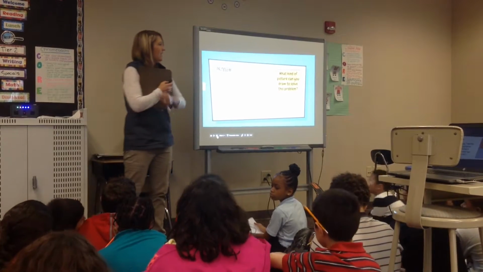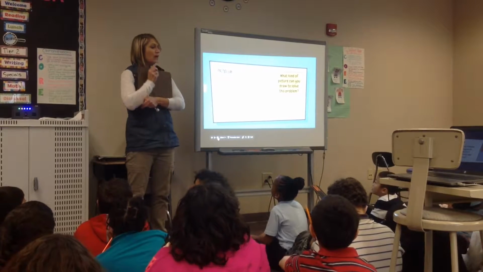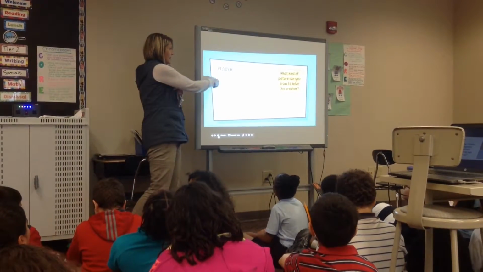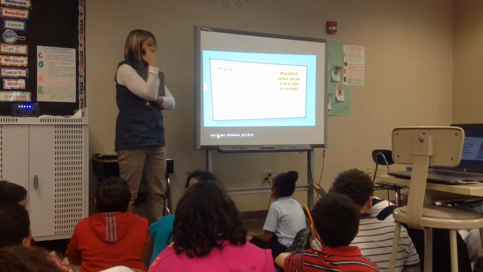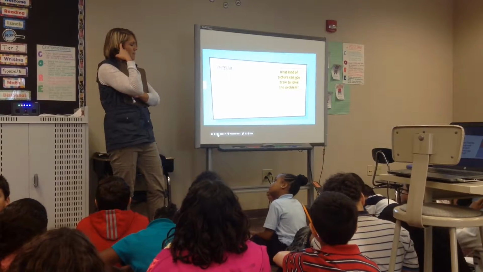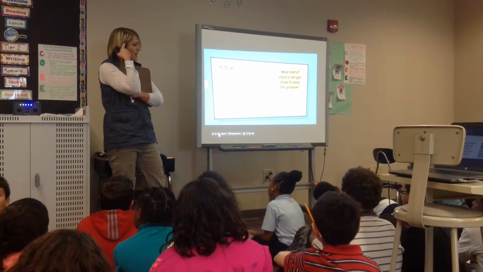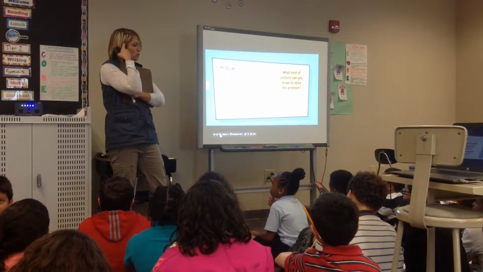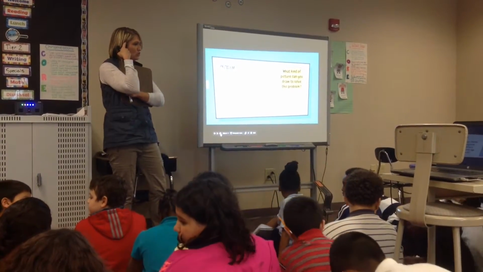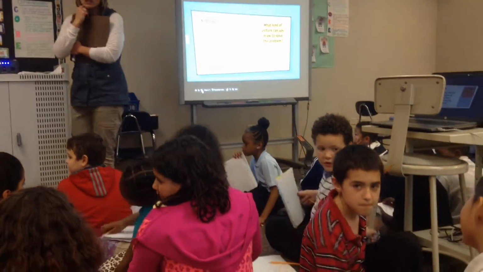What kind of picture can you draw to solve this problem? I don't want you to draw the picture yet. You're thinking. Looking at the problem, looking at the words, what picture would you draw to go along with this problem? Pencils should not be in the air. Right now, I want you to turn and tell somebody what type of picture you would draw to go with this. How are you going to solve this? What would you draw a picture of?